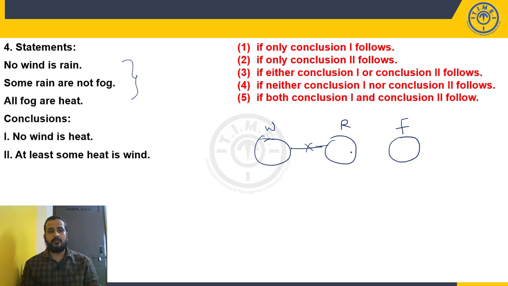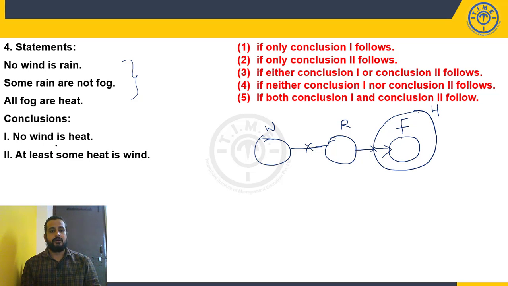When it is some rain or not fog, complete part of rain may not go inside the fog. Completely it will not go. Some part should be definitely outside. But all fog may be inside rain. There can be a relation from fog to rain. But complete rain should not be inside the fog. All fog are heat.